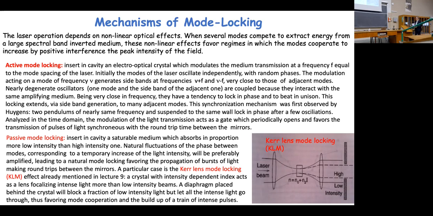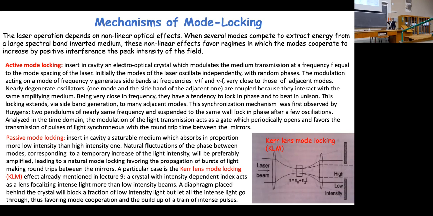And one way to achieve that is called KLM, Kerr lens mode locking. The Kerr effect is just the fact that the refractive index depends on intensity. So if you put in the medium a slab of matter which has an index depending on intensity, it means that the index will be different in the middle and will decrease on the side because the intensity of the light decreases on the side. And so this medium will act as a lens which will focus the light.